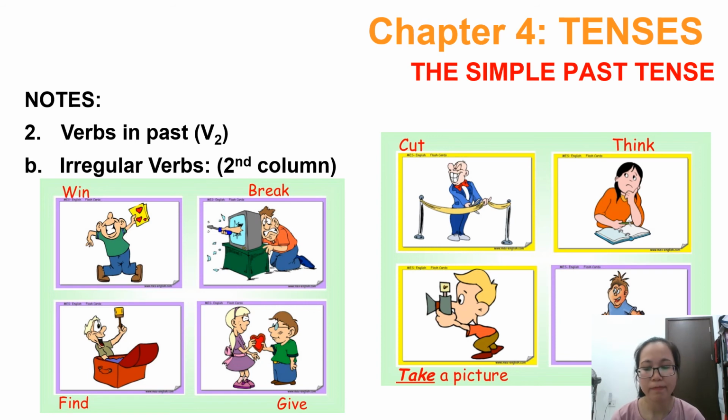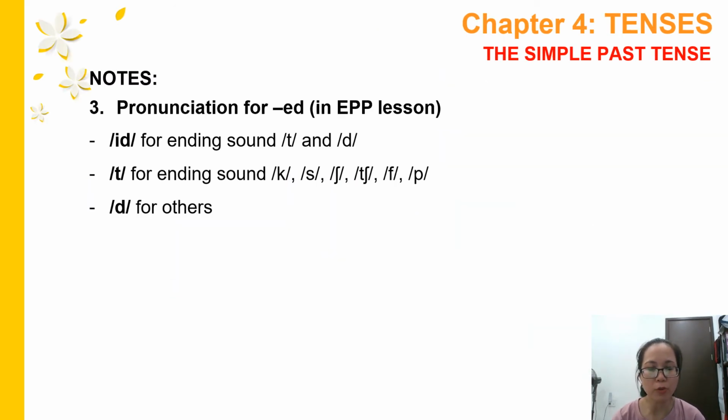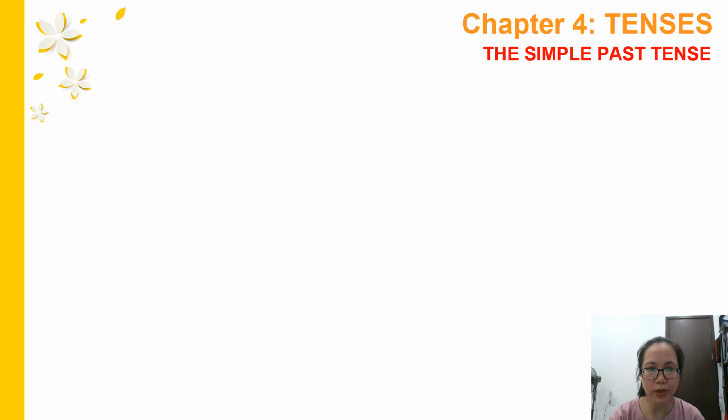Is that okay? So let's move on to the third one, regarding pronunciation of the ending ed. You have to review it in your EPP lesson. However, I have to repeat it. There are three ways for you to pronounce the ending ed. Those are id, t, and d. So I just want you to revise it in the EPP lesson. Is that okay? So let's continue with the practice.